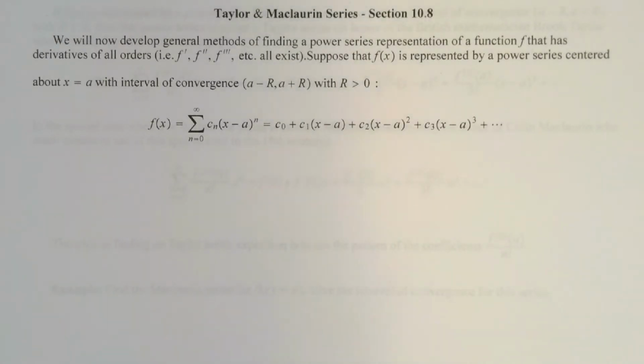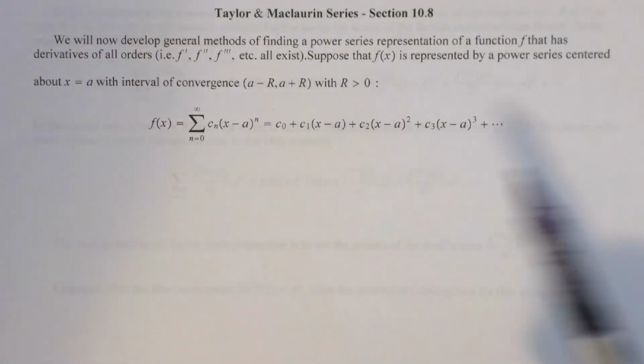Now, the function will have to have derivatives of all orders. What this basically means is that we have a first, second, third, fourth, etc. derivative for the function. In that case, we are interested in finding a power series representation here.